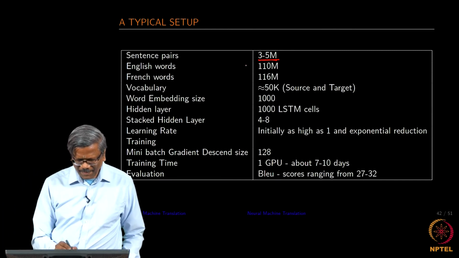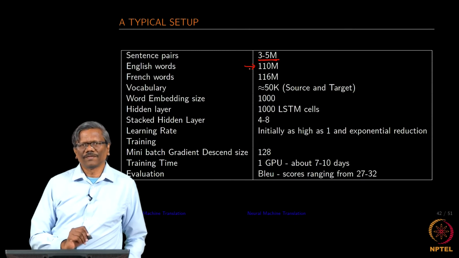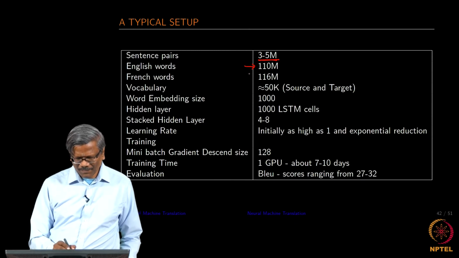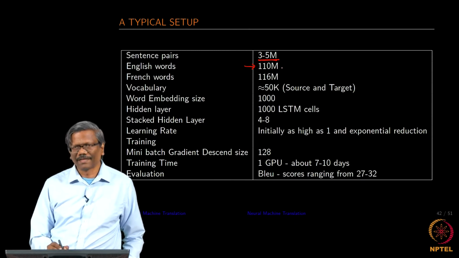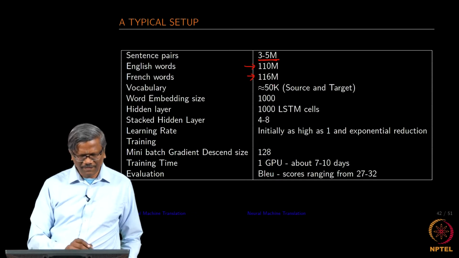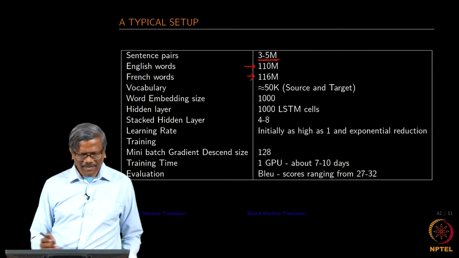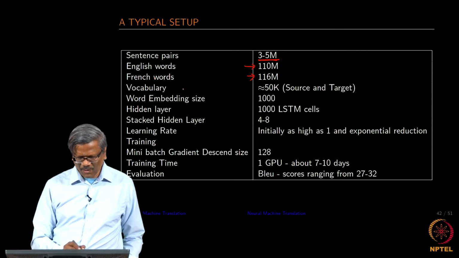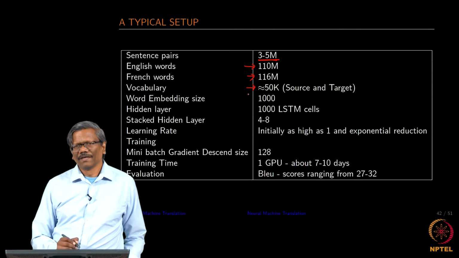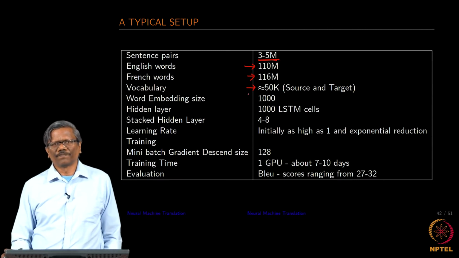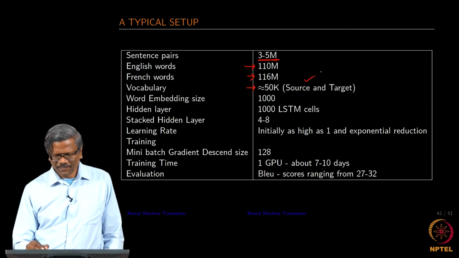And then a typical parallel corpora contains about 110 million English words and 116 million French words. In this case, it is going to be English and French. And then the vocabulary size is pretty close to 50K, both source and target.